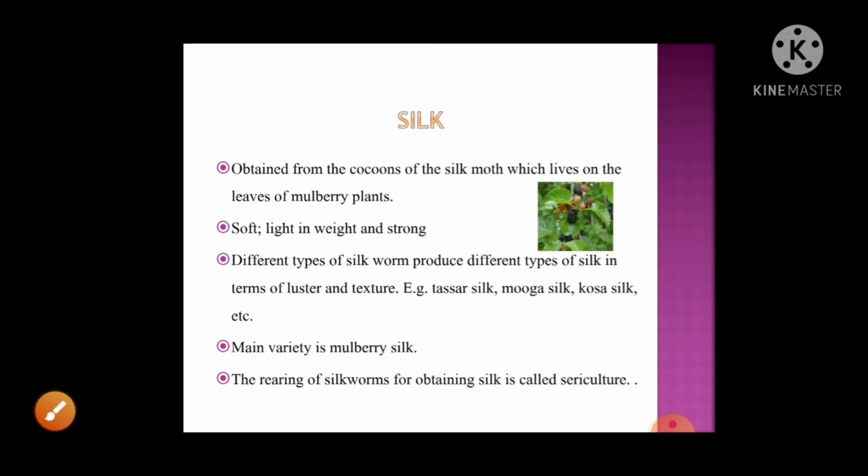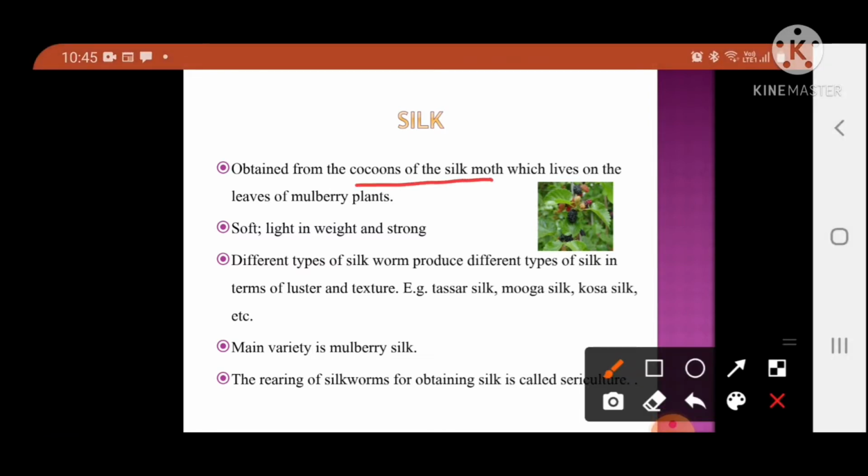So let's start. Silk is another animal fiber which is obtained from the cocoon of silk moth, and it lives on the leaves of mulberry plants. This is the mulberry plant. Silk is a soft, light in weight and strong fiber.